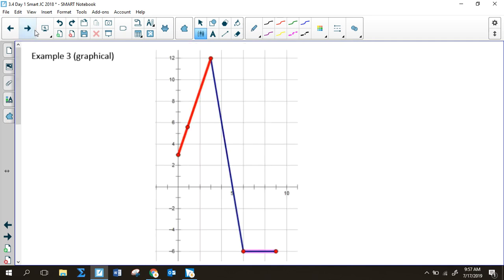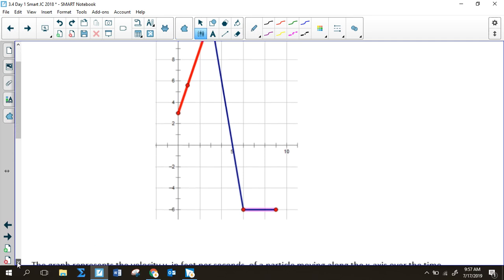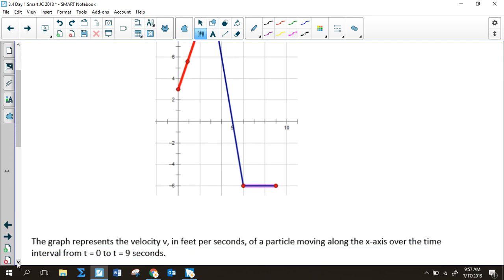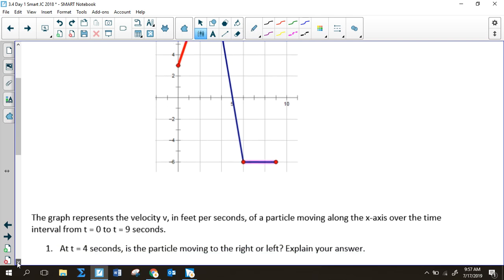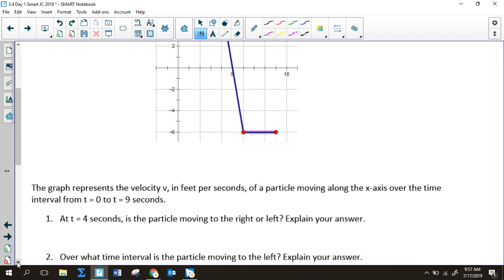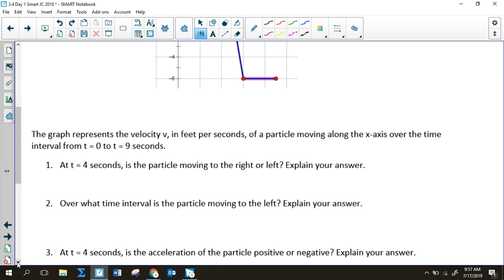Okay, the last one is a graphical approach, and then we're done with the video for today, and we'll pick this up tomorrow. So we have this graph. Again, look at the graph carefully and notice that the information is talking about the velocity in feet per second over the interval 0 to 9. So we're looking at a velocity graph.